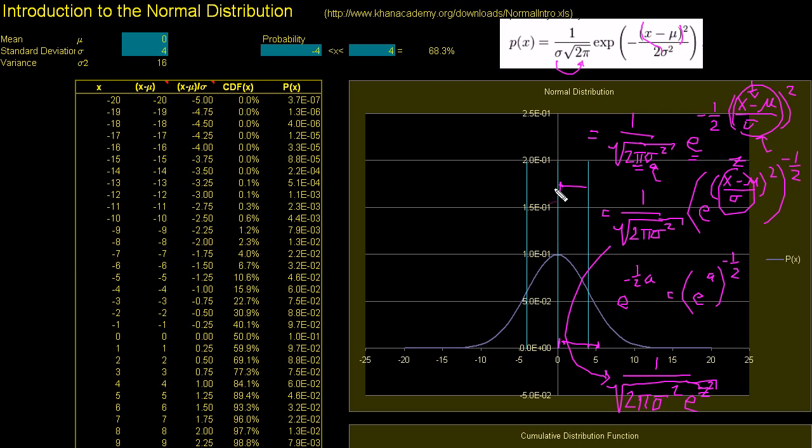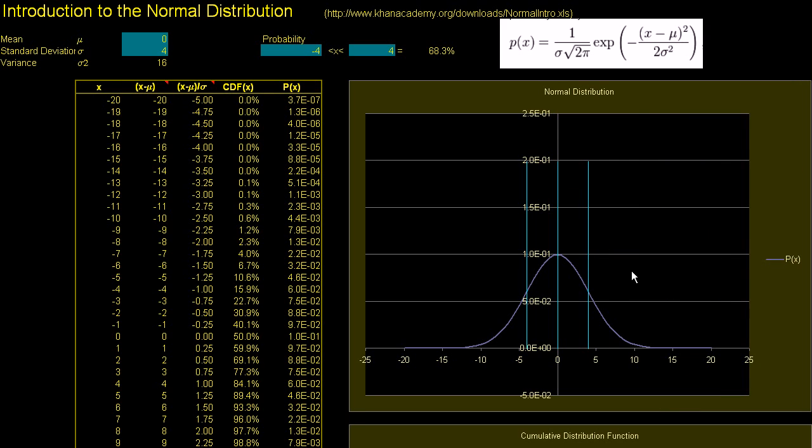But with that said, let's play around a little bit with this normal distribution. So in this spreadsheet, I've plotted a normal distribution. You can change the assumptions that are in this green-blue color. So right now, it's plotting it with a mean of 0 and a standard deviation of 4, and I just write the variance here just for your information. The variance is just the standard deviation squared.